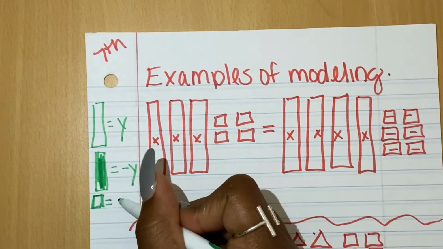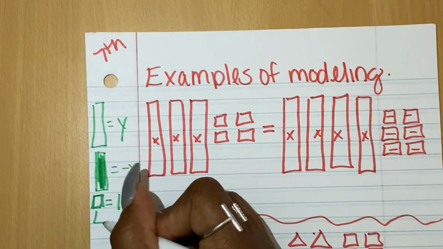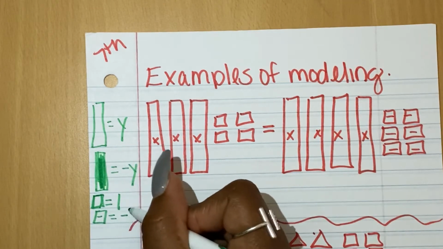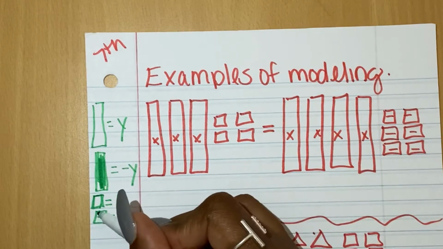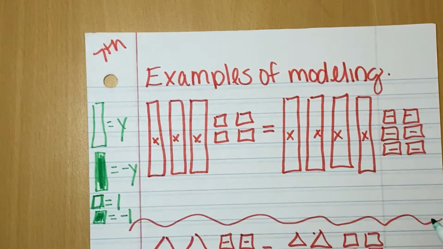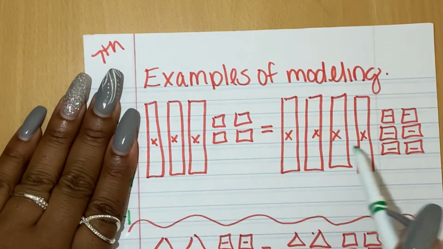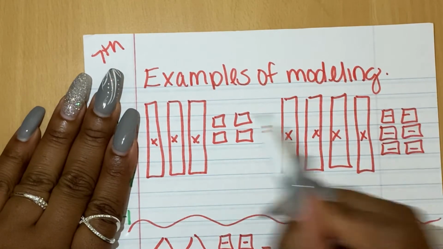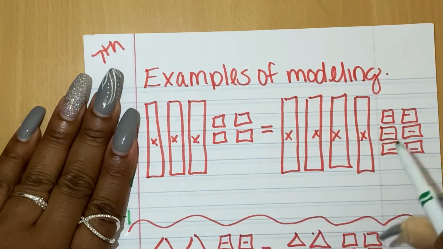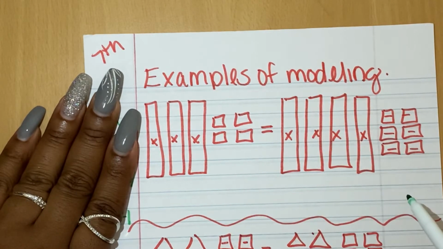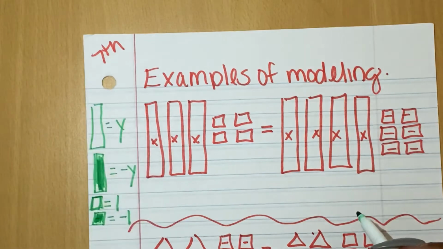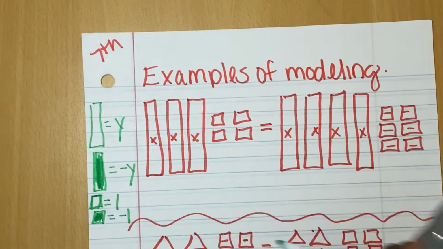this square equals 1, and if you see a square with a negative, it can equal negative 1, or if you see a shaded in square, it can equal negative 1, okay? Or they will just give you the model and they will label what everything is. These have negatives, these do not, which means these are positive and those are negative, okay? So using that information, let's go through this first model right here.